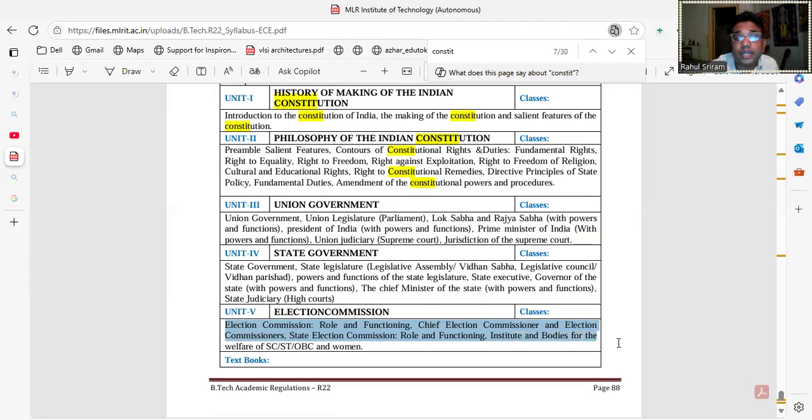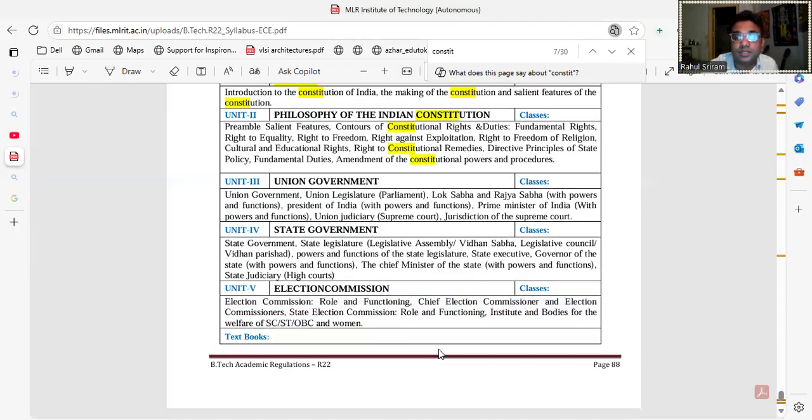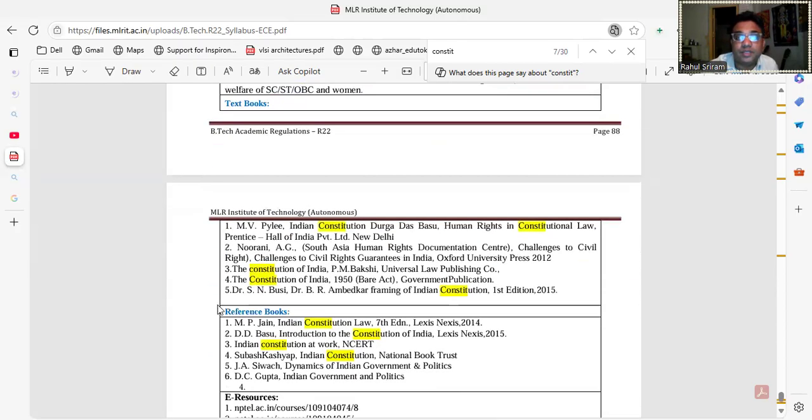Next, institutes and bodies for the further welfare of SC, ST, OBC, and women. SC means scheduled caste, ST means scheduled tribe, OBC means other backward classes, and women. That is all we have discussed. Okay, now textbooks we will see here.